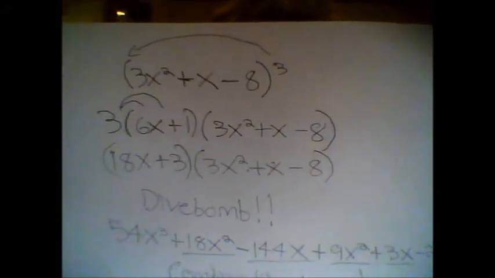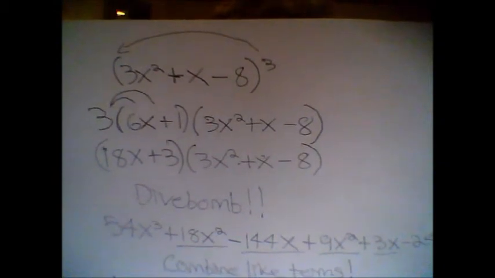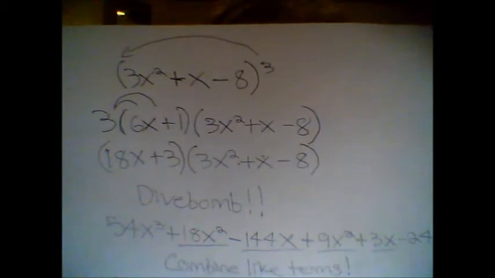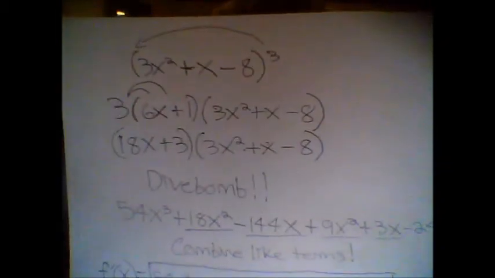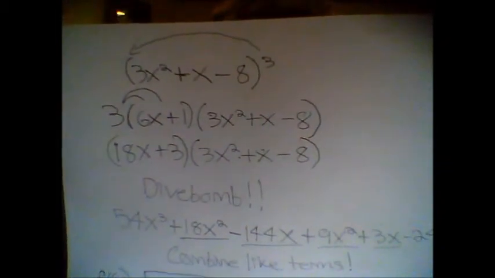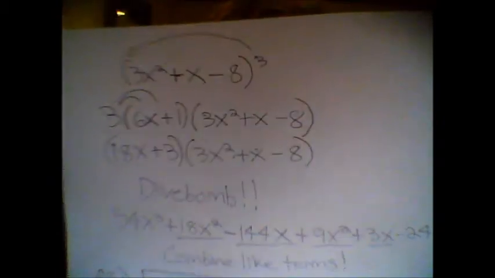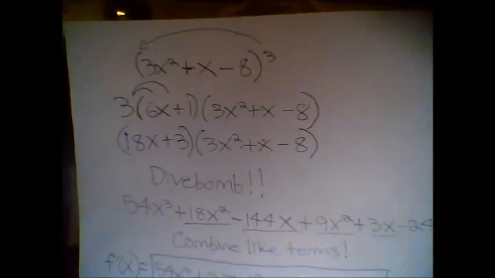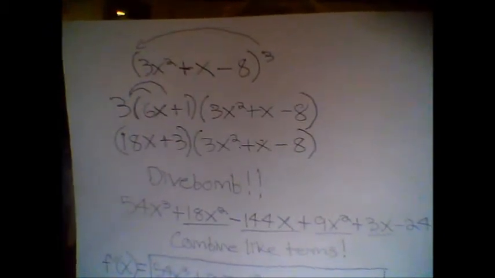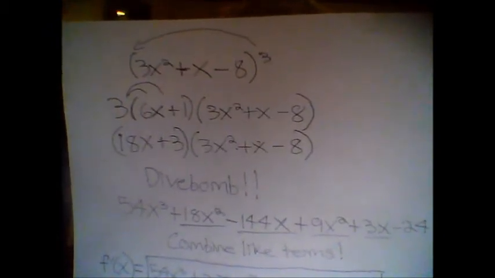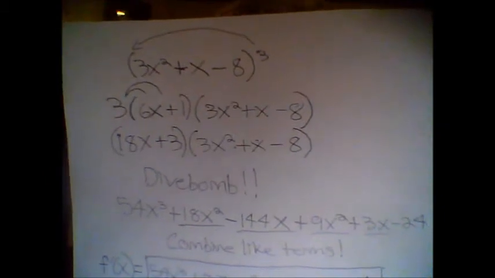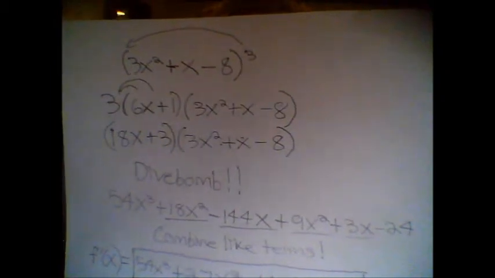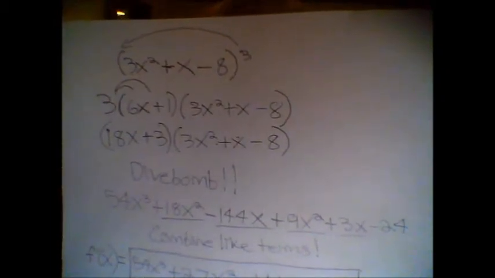Sadly, the chain rule is not as easy as some of the problems we have been doing. However, it's very easy to understand once you know what to do. So now we're going to try a more complex problem. Here in this equation we have (3x squared plus x minus 8) to the third power. Just like we've done before, we take the 3 and move it out in front of the equation. So now we have the 3 in front of the equation, like you can see on the second line.